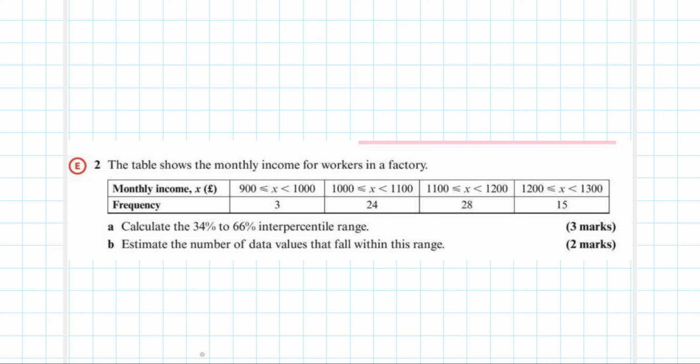So the first thing we look for is the 34% and 66% interpercentile range. To start off with, we need to find the total frequency, because we need to find the position of the 34% of the total frequency. So step one is to find the total frequency. The sum of the frequencies is 3 plus 24 plus 28 plus 15, which is equal to 70.